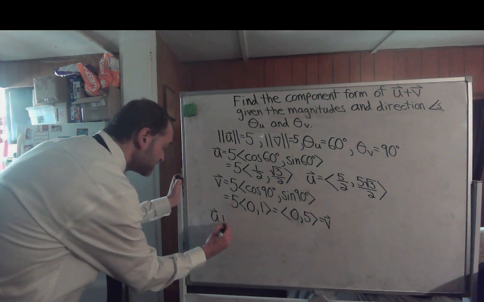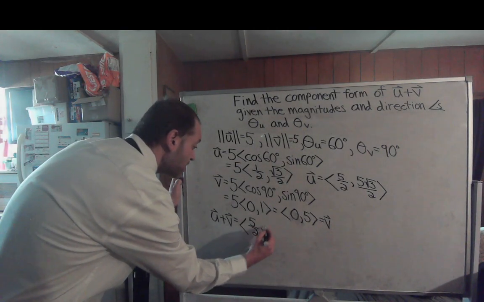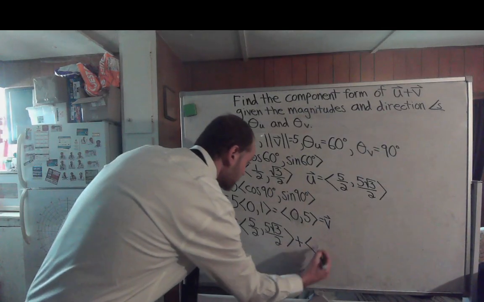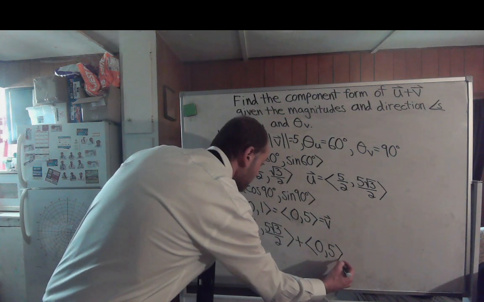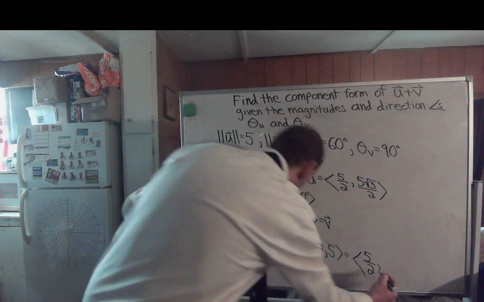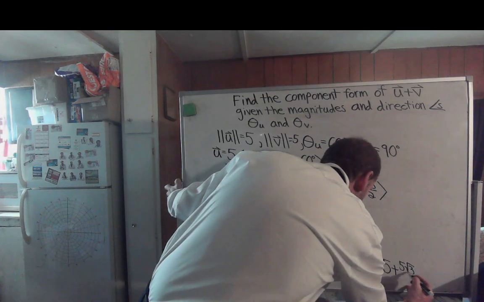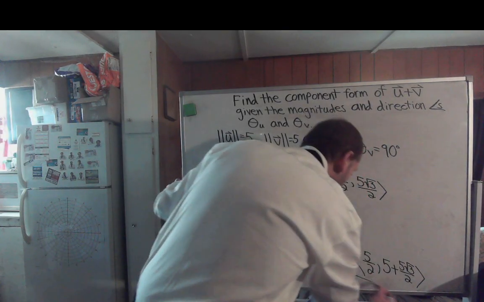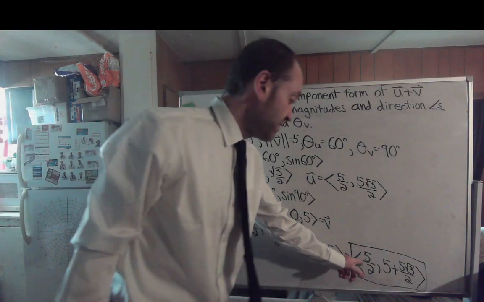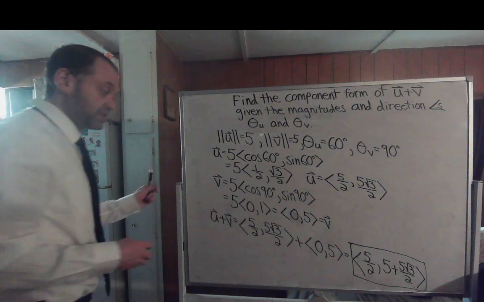So u plus v equals the vector 5/2, 5 times the square root of 3 over 2, plus the vector 0, 5, which would give you a total vector of 5 halves, and then 5 plus 5 times the square root of 3 over 2. That would be the sum of the two vectors in component form. And I got 3 more examples like this.